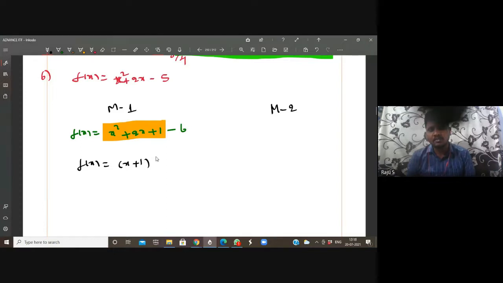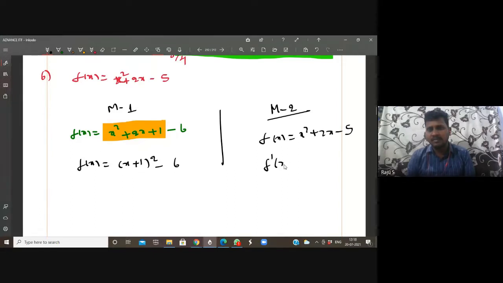Yesterday I already explained this. So here method 2 is: f of x is given here, f of x is equal to x square plus 2x minus 5. f dash of x is equal to 2x plus 2.